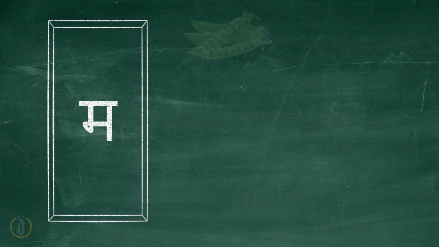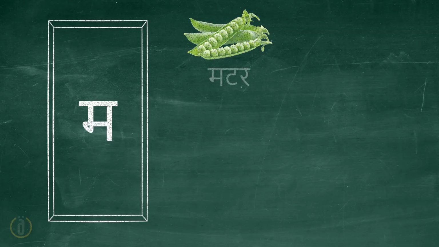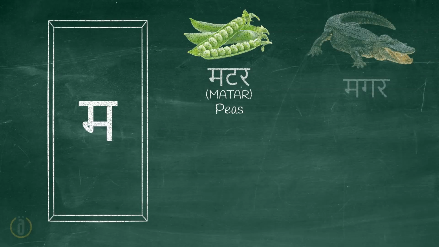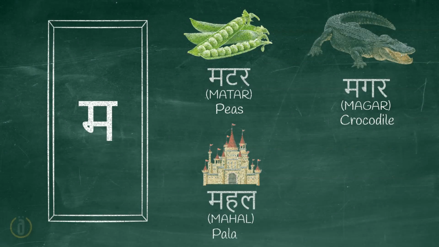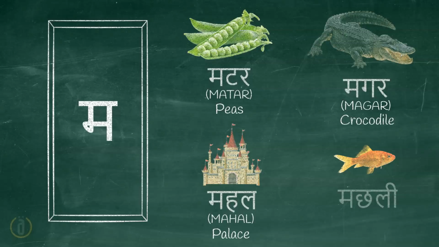Now, let us learn some words starting with ma. Matar, peas. Magar, crocodile. Mahal, palace. Machli, fish.